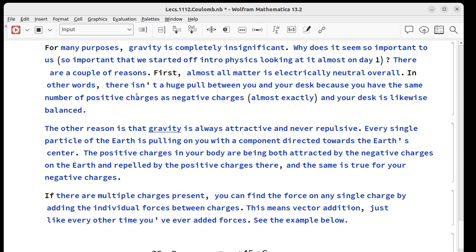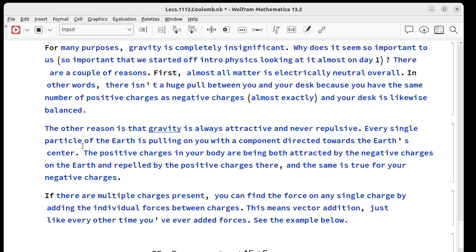Why does it seem like it matters so much to us? Well, there's two reasons. One, almost all matter is electrically neutral, which means the much stronger electric force cancels out. We don't feel an electric attraction between yourself and your desk. You do have a gravitational attraction between them, but it's incredibly small because the mass of both you and your desk is incredibly small. The other reason gravity wins eventually is it's always attractive and there's never a repulsive component.